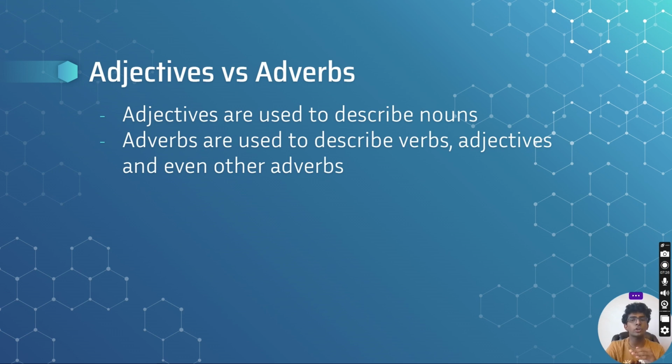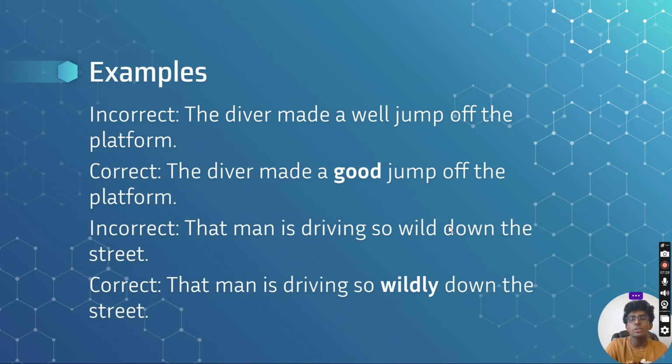So mainly descriptive terms, that's what these are used for. For example, the diver made a well jump off the platform. Okay, so we're using an adjective here, and it doesn't make sense because "well jump" doesn't make sense. It would be "good jump." The diver made a good jump off the platform.